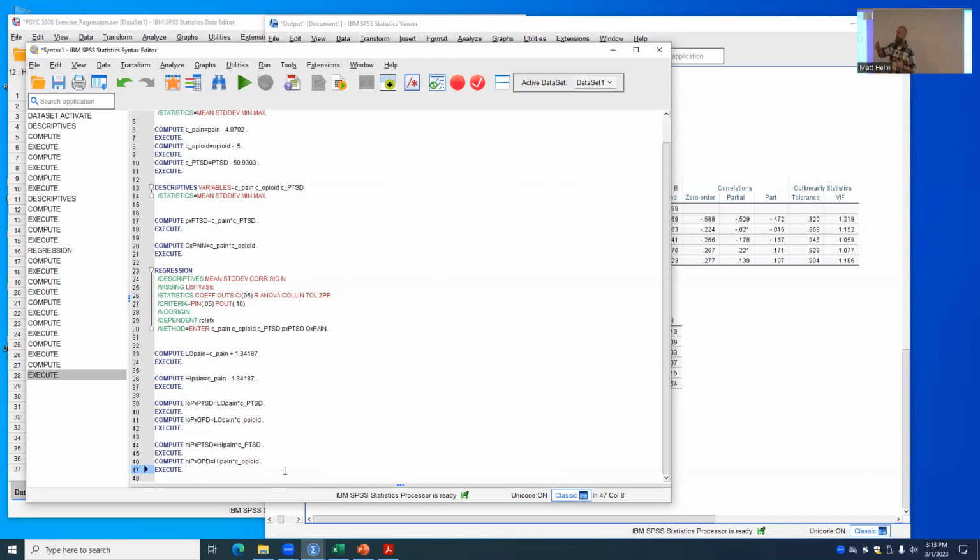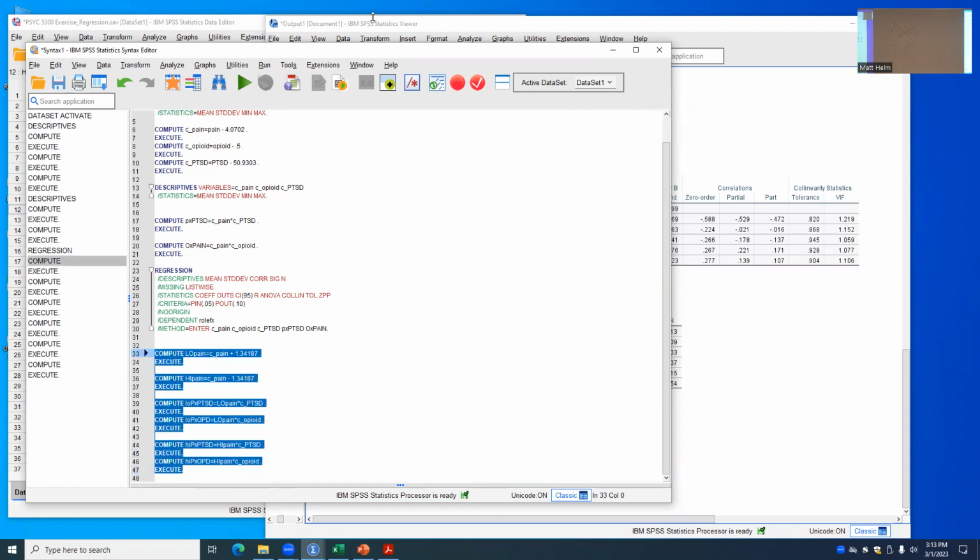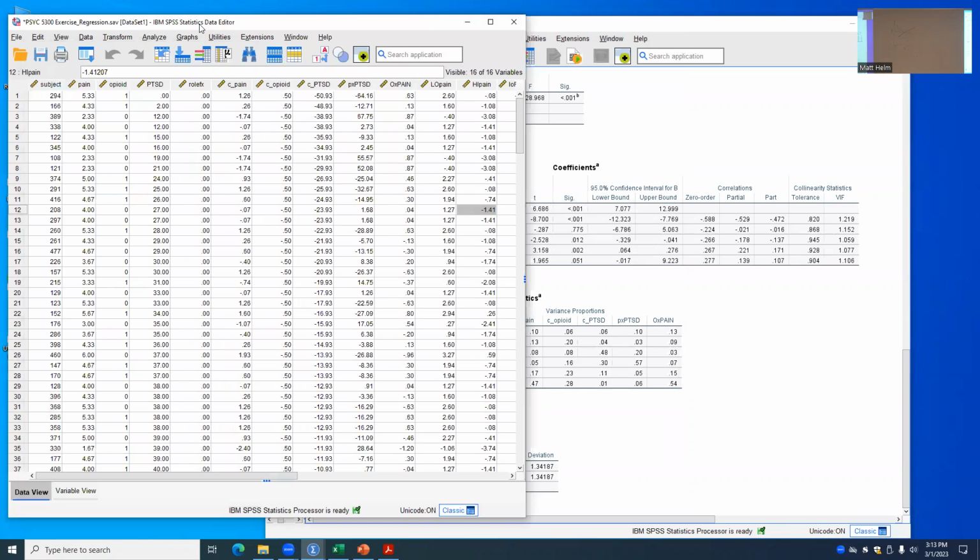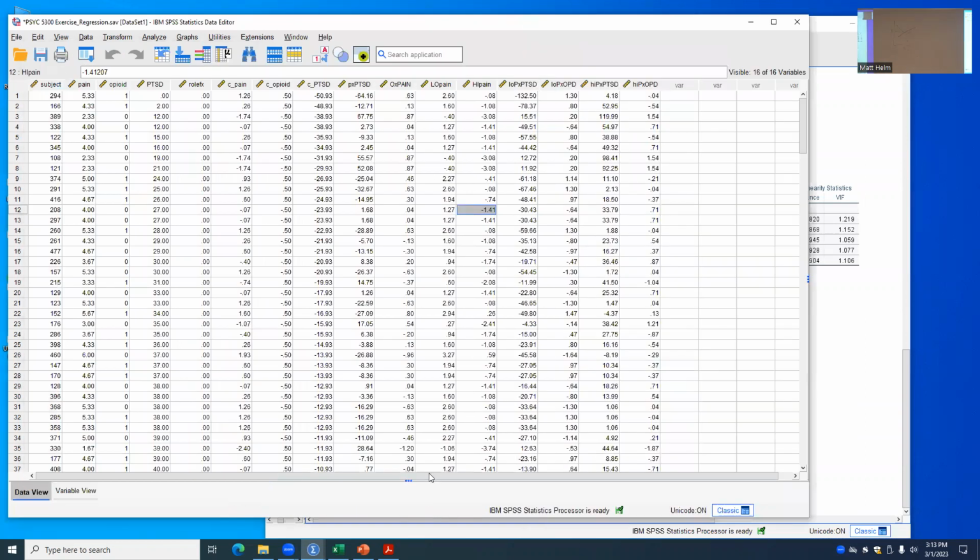So in our case, we have the first order effect, and then we've got our two interactions. So if we run all of that, into my output, now I'm getting all sorts of fun stuff. Here's centered pain, centered opiate use, centered PTSD, pain times PTSD, opiate use times pain, low pain, high pain, low pain PTSD, low pain times opiate use, high pain times PTSD, high pain times opiate use. A lot of stuff to keep track of, right? So there are a lot of moving parts with this.